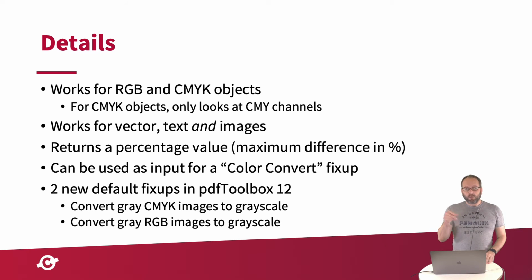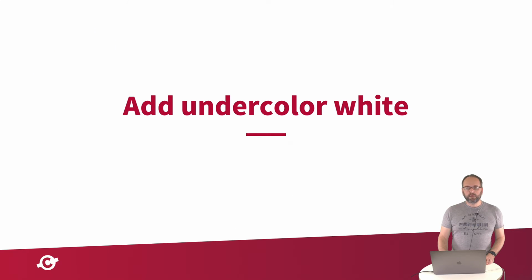Or the other way around, and there are two new default fixups in pdfToolbox 12. You could make a color conversion fixup that converts only those gray-looking images to grayscale. And then in the next step, for example, you could convert everything that is now left to CMYK, and that would fix the problem. So if you've been in a situation where you needed something like that, look at the two new fixups that you have in pdfToolbox 12, and that should help significantly in such workflows.